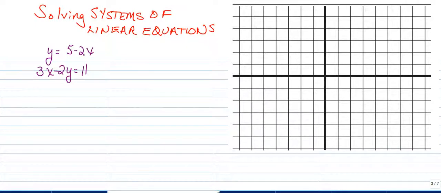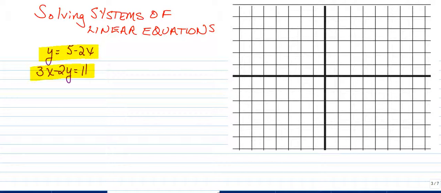Now each of these two equations, y equals 5 minus 2x and 3x minus 2y equals 11, each one of those is a linear equation. The reason that they are linear is because each of their graphs would be a line. Now you can tell it's a linear equation also because they both contain an x and a y, and there are no exponents other than the understood exponent of 1. So thus we have a system, which means two or more, of linear equations.